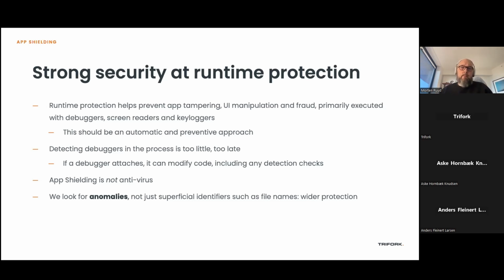At Promon, we look for anomalies more than just the normal superficial identifiers, such as file names. We do those as well, but looking for anomalies, meaning things that aren't what they should be, gives a much wider protection than what an antivirus would do. We're just typically looking for blacklisted information, be that signatures or names.